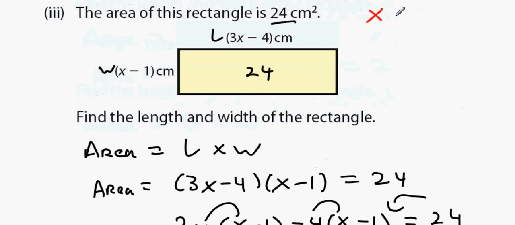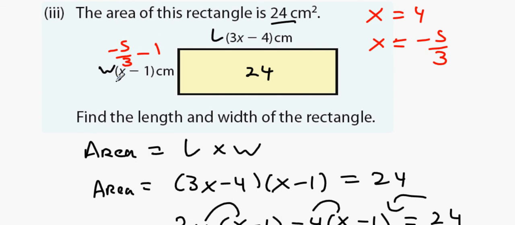Now remember, when it comes to length and width, you can't have a minus answer. So if x is equal to minus 5 over 3 for the width, that would be a negative number right there, and we're not allowed to have a negative number. So x cannot be equal to minus 5 over 3. Therefore this answer just disappears, okay? So we know that x equals 4.